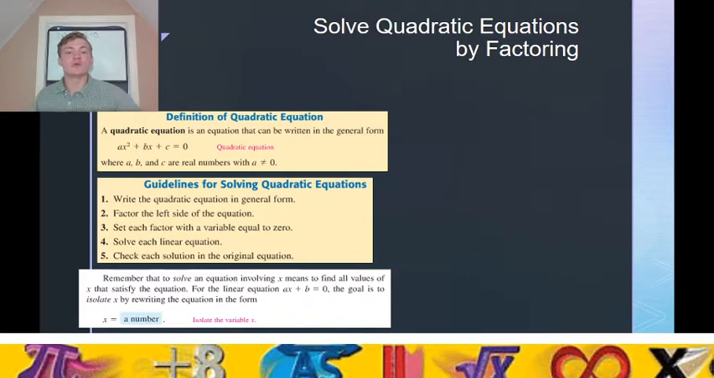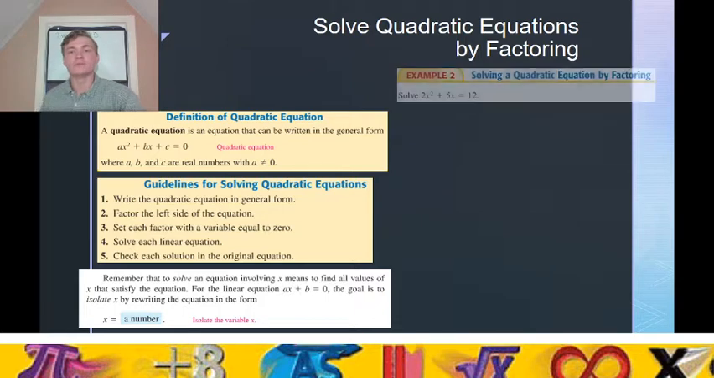Remember that to solve an equation involving x means to find all values of x that satisfy the equation. For the linear equation, the goal is to isolate x by rewriting the equation in the following form: x equals some number. So once we factor our polynomial and set each factor equal to 0, you will see that each factor set equal to 0 typically looks like a linear equation, and we'll use our methods for solving the linear. So our first example here, we will solve the following quadratic equation.